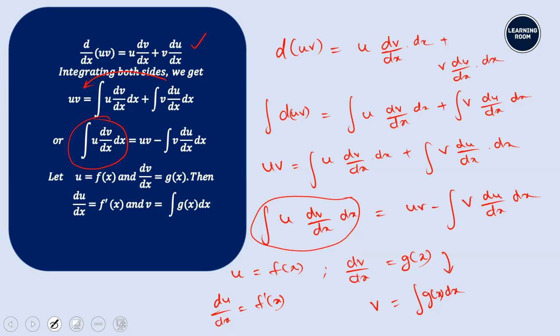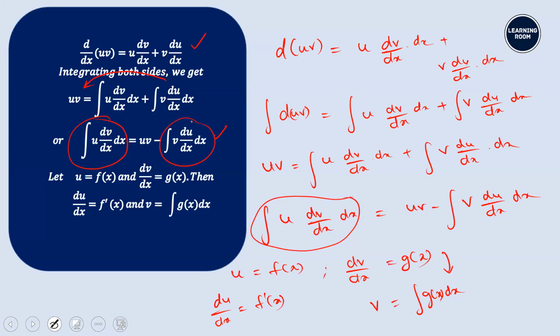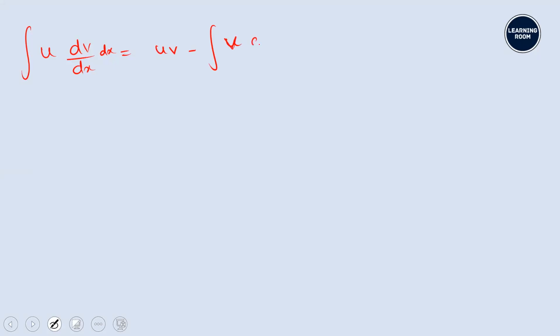Are you guys clear with this? Okay. Now things will become simple. See. Now, remember this step. From here, I'm going to rewrite the whole expression again. Observe what I'm doing. So what do we have in our hand? Integral of u into dv by dx of dx is equal to, what is the mathematical expression that we wrote? Is equal to u into v minus integral of v into du by dx of dx.